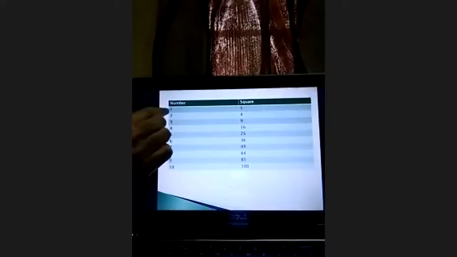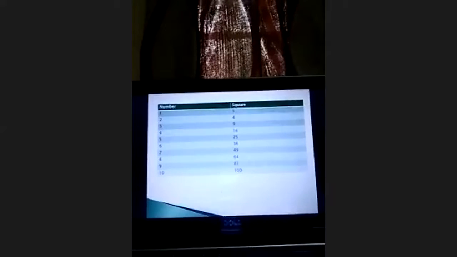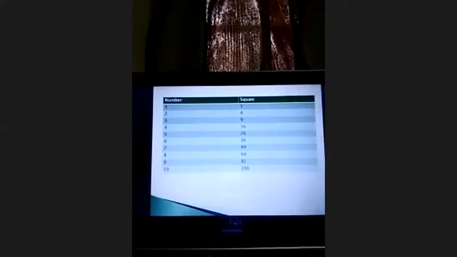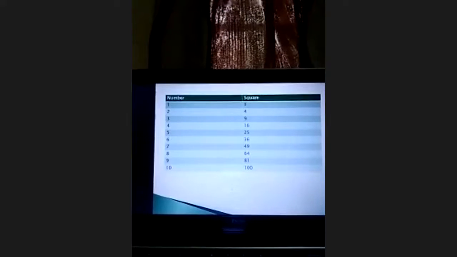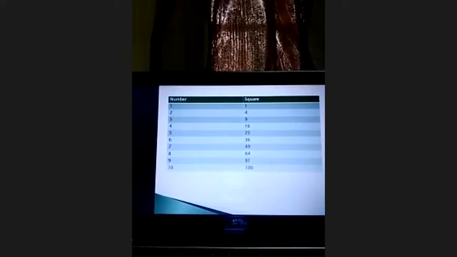If I multiply 1 by 1, what will I get? 1. If I multiply 2 by 2, what will I get? 4. If I multiply 3 by 3, what will I get? 9. I explained this to you on the board, didn't I? If the side of a square is 3 centimeter, then its area is 9 centimeter square. So how do we calculate area? When we multiply side by side. If the side of a square is 4 centimeter, then 4 into 4 is 16.